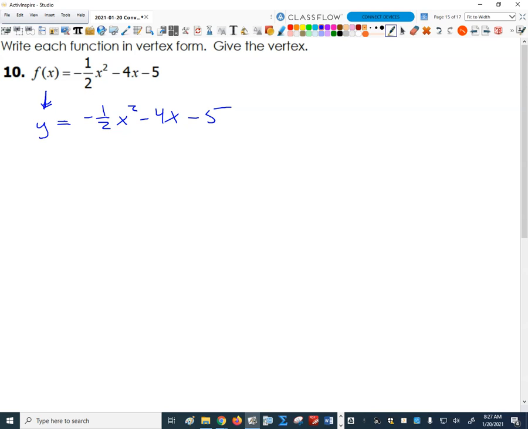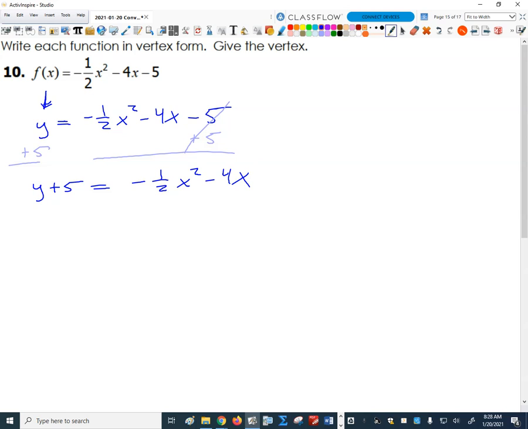Okay, now what? Well, we have to get x squared plus bx on the right side, something of that form. So we've got to get rid of this extra term. We're just going to add 5 to both sides. Okay, so we're going to get rid of that guy. We're on our quest to get x squared plus bx on the right side. So that leaves us with y plus 5 equals negative 1/2 x squared minus 4x.